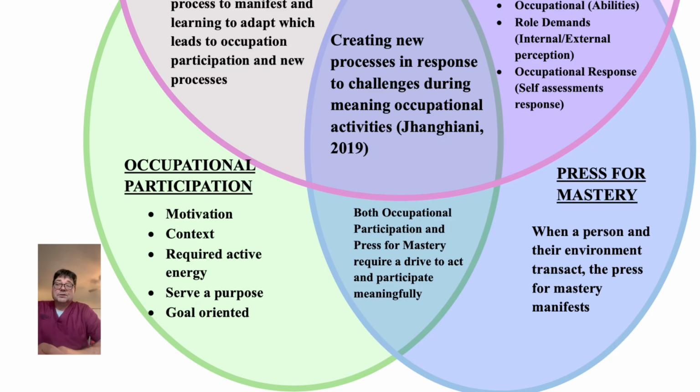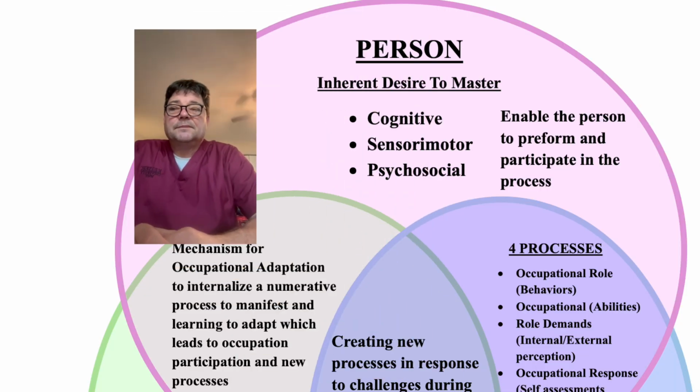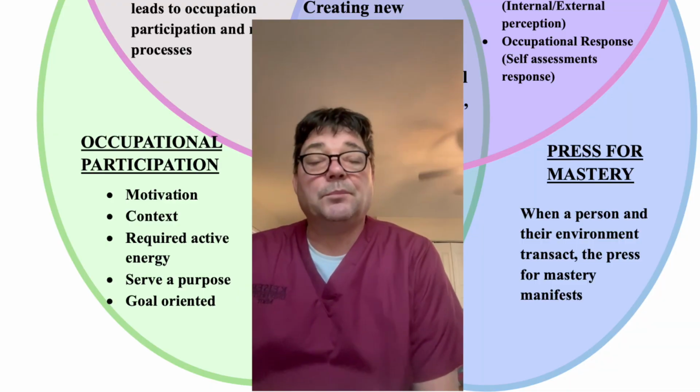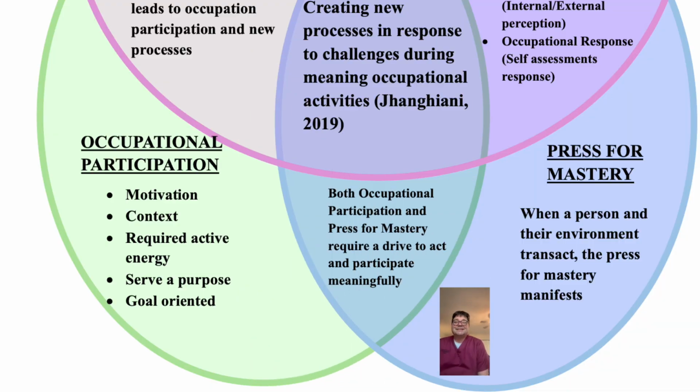The first, person concept. Person concept is recognizing a challenge within and desiring to master your environment. This we perform in a 3-person system: 1 cognitive, 2 sensory motor, and 3 psychosocial skills. The second concept would be occupational participation. This is our innermost process to manifest change. This leads to increased adaptation, which leads to increased occupational participation.